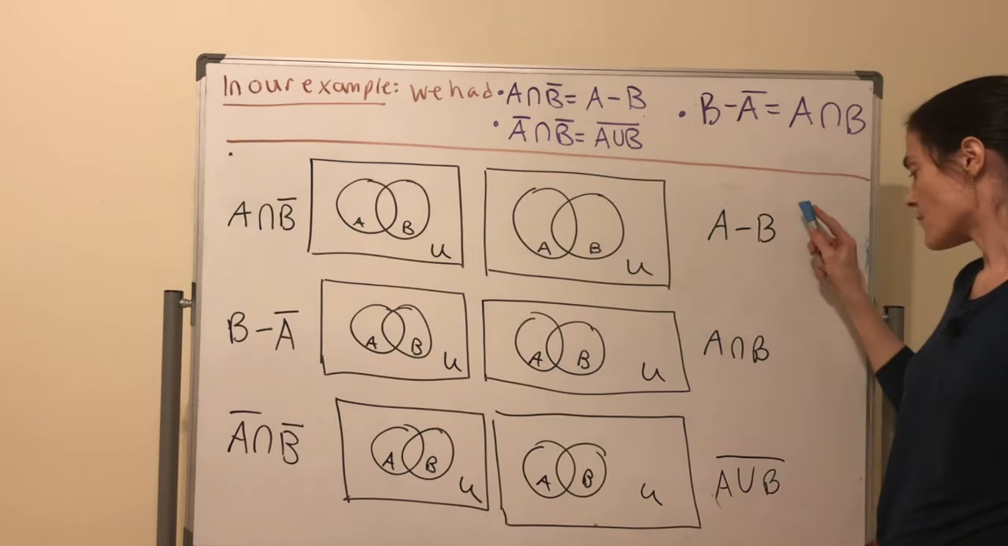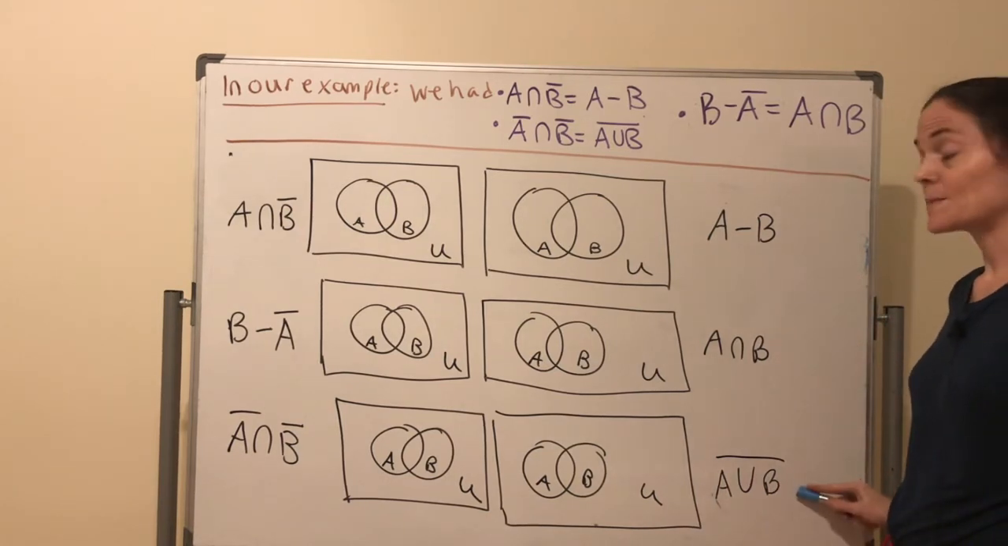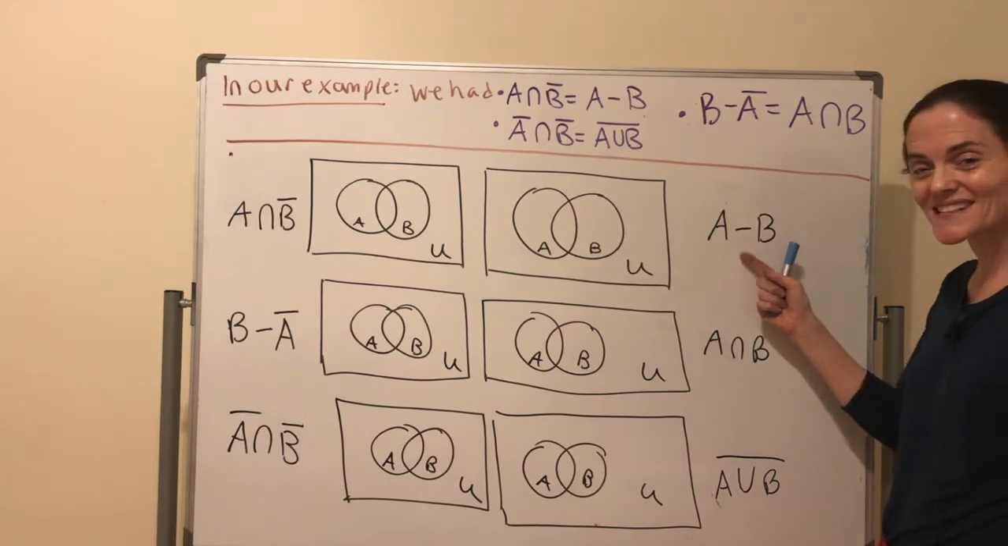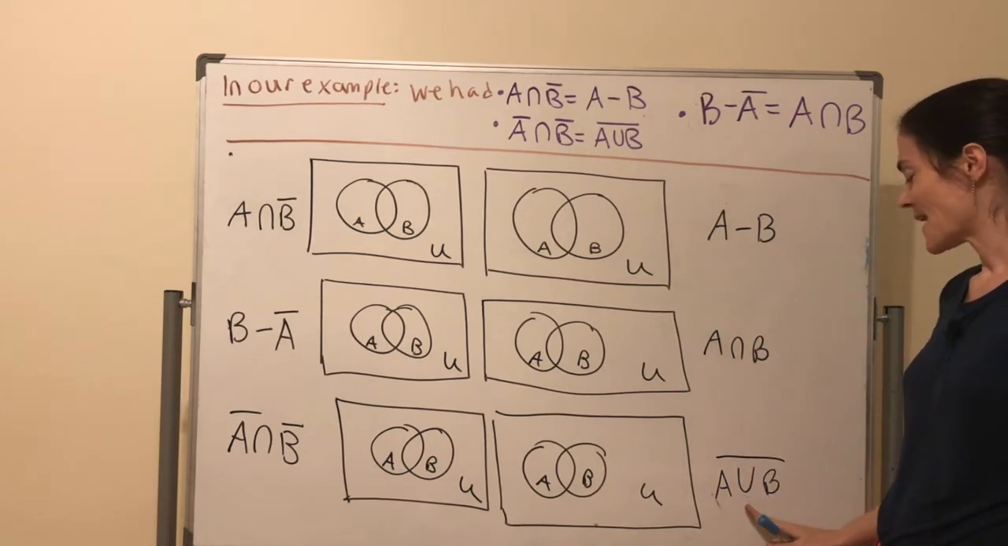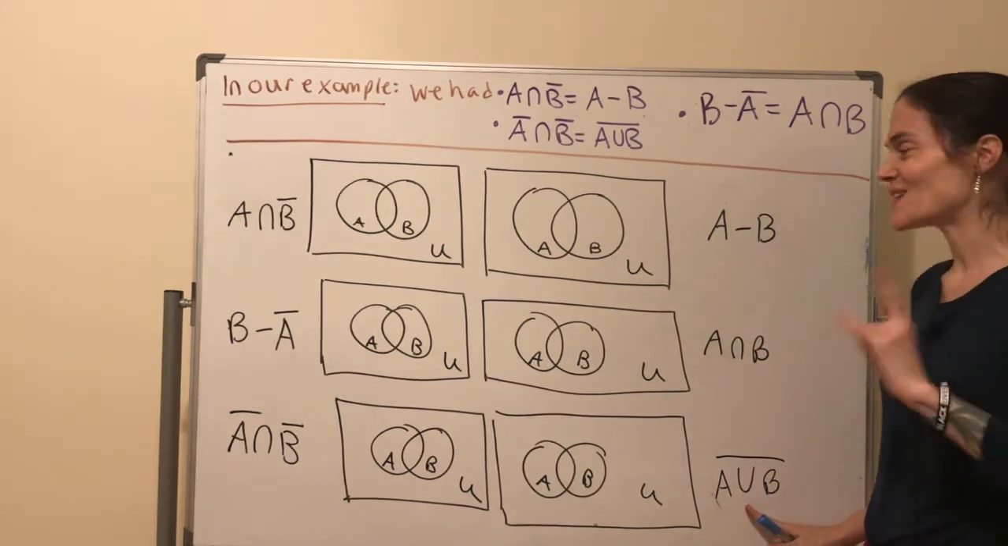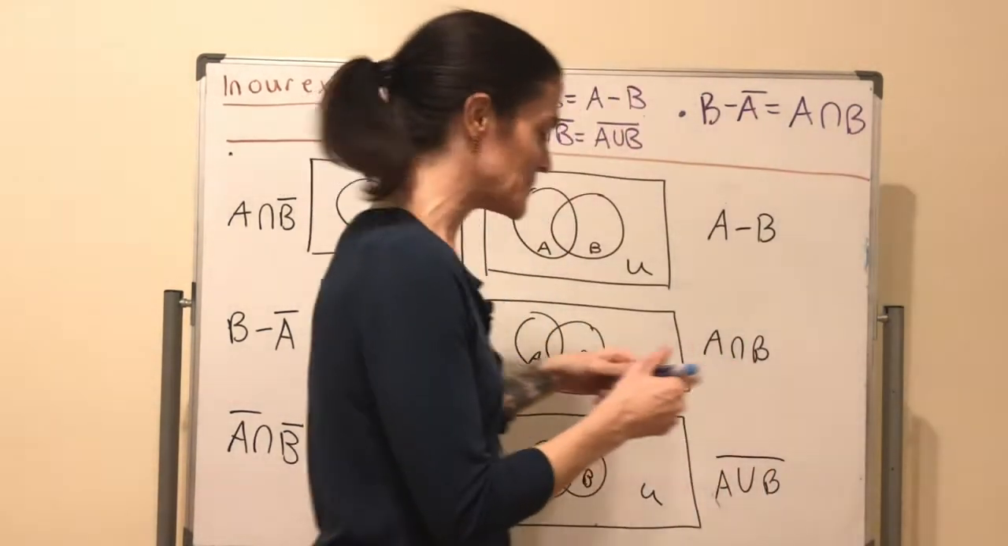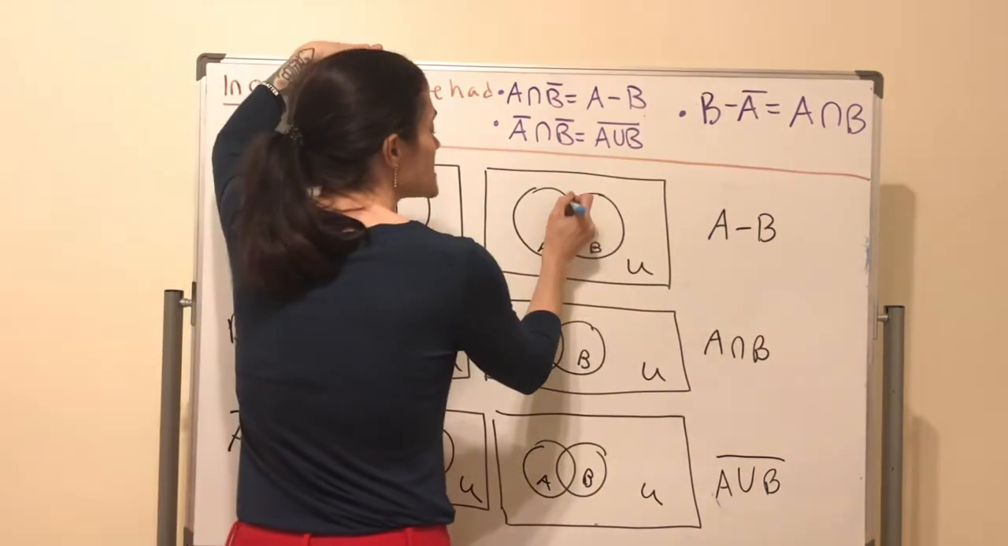I will start over on this side because I think this side takes fewer steps. This is just a set difference. This is an intersection, and then this is a complement of a union. So these two, in fact, we've already had on the board. So let's begin on this side. A minus B.